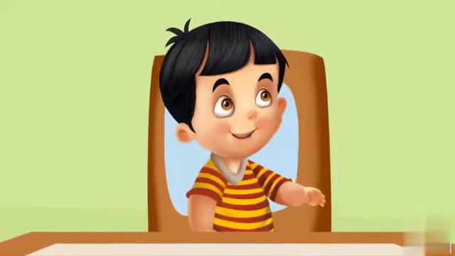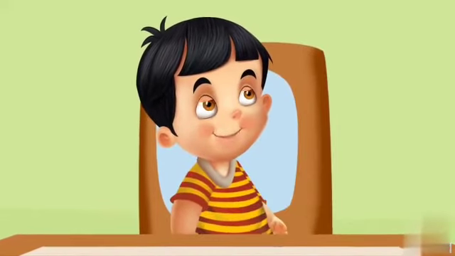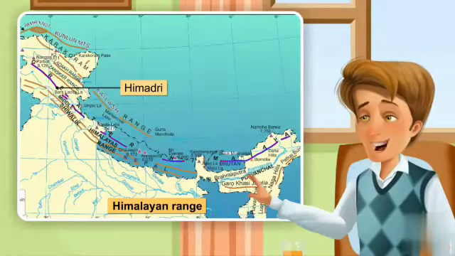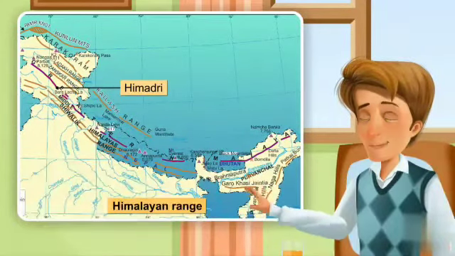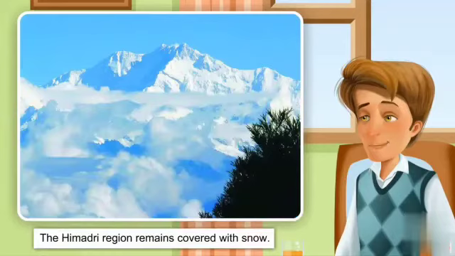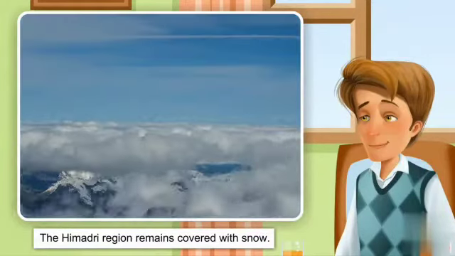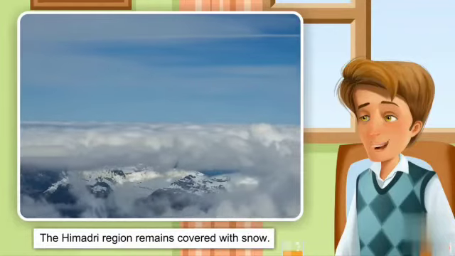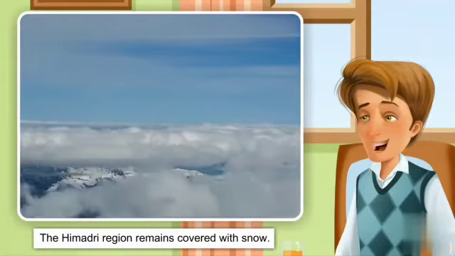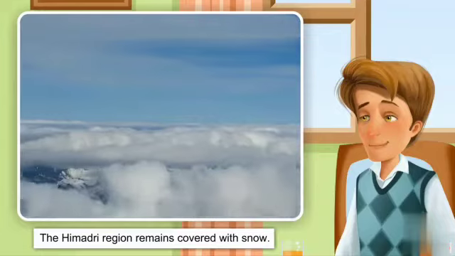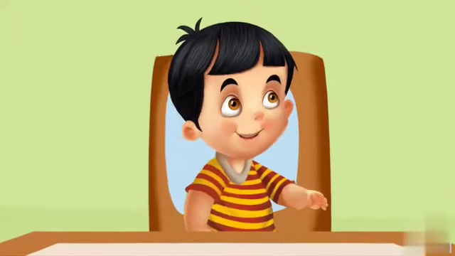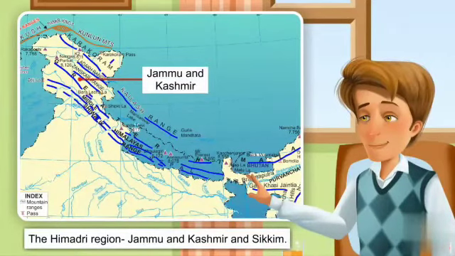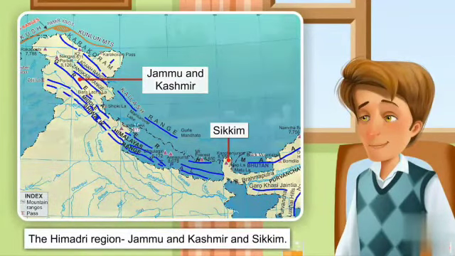The Himalayas are situated in a very cold region. Do people live there? The Himadri region is indeed very cold. It remains covered with snow throughout the year, due to which agriculture is not possible. This makes it very difficult for people and animals to live here. Which states of India are in this region? The states of Jammu and Kashmir, along with Sikkim, lie here.